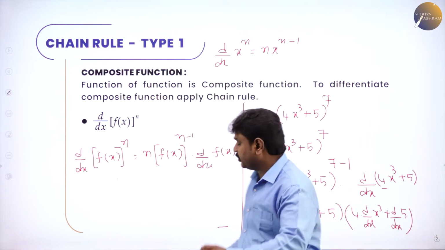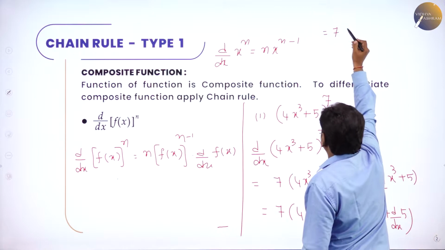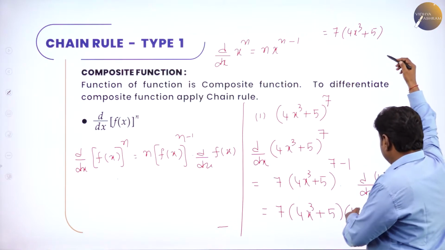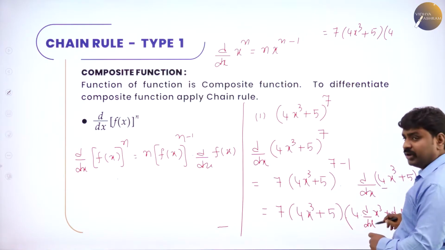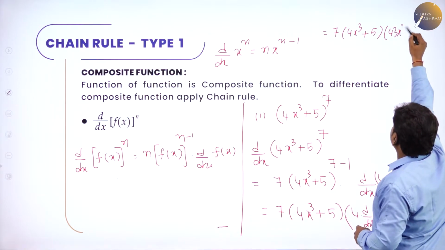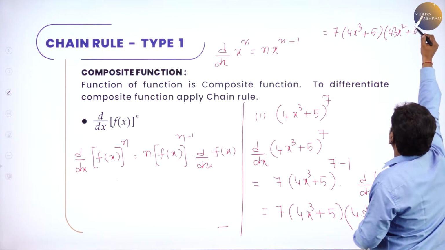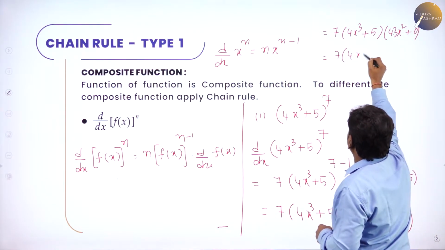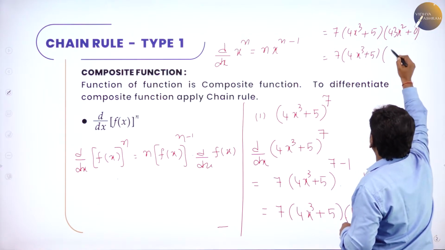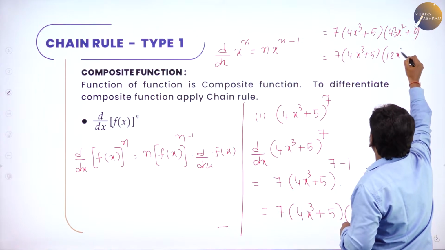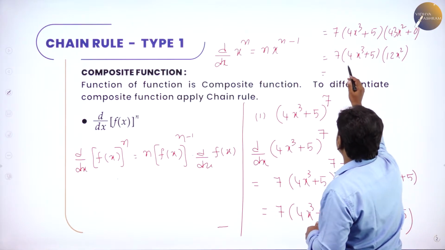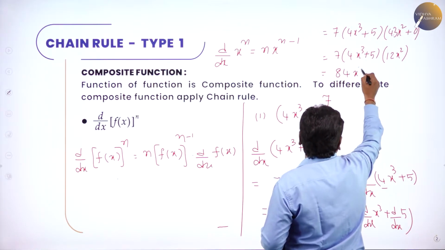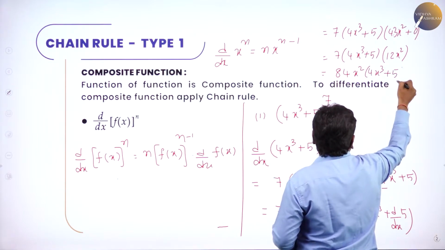Further simplify this. If you simplify this, you will get 7 into 4x cube plus 5 into 4 into the derivative of x cube. d by dx of x cube is 3x square, plus the derivative of 5 is 0. Or if you know, d by dx of a constant is 0. So further simplify, 7 into 4x cube plus 5 into 4 into 3, that is 12x square. Or if you simplify, 7 into 12 is 84x square into 4x cube plus 5. You can write it in simplest form.